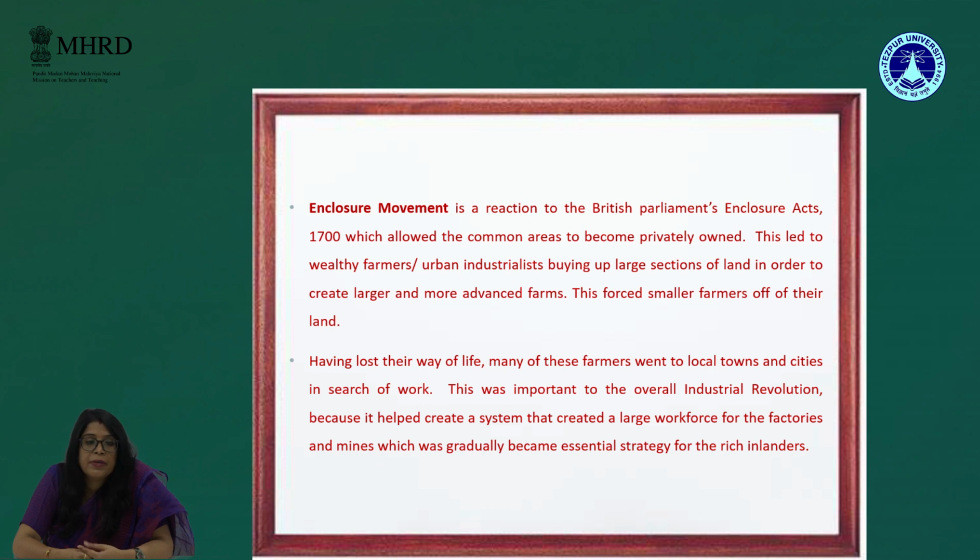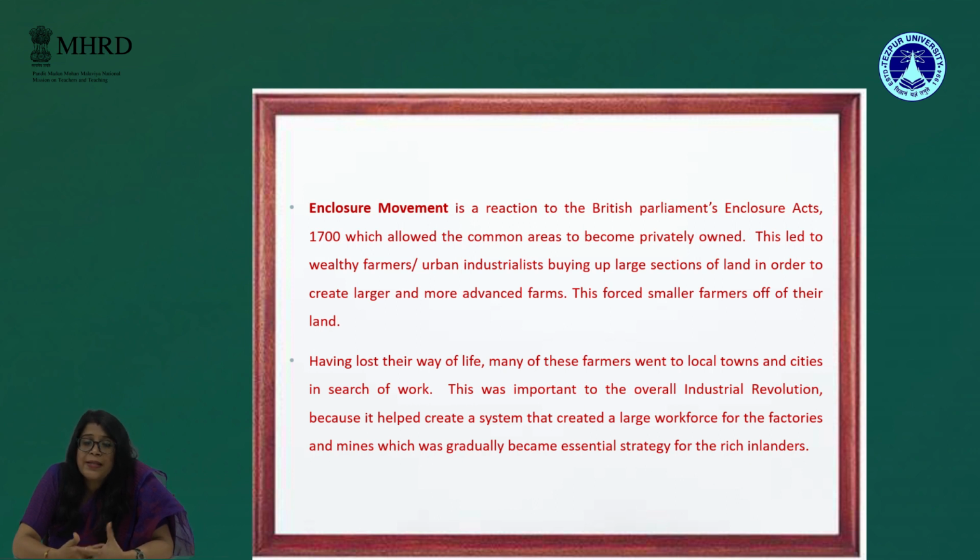which allowed the common areas to be owned by private owners. Common areas, those areas where farmers cultivated and also commonly used, huge areas that they commonly used for their cattle and also for harvesting. So it means that there was no specific ownership over those lands. Now with the enactment of this Enclosure Act in 1700, Parliament actually had allowed private ownership of these public areas.